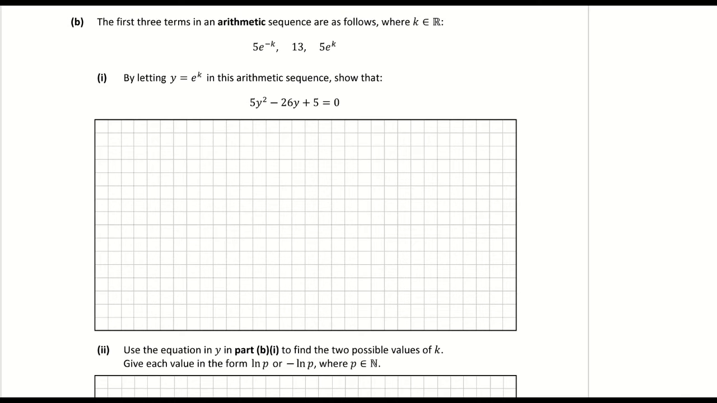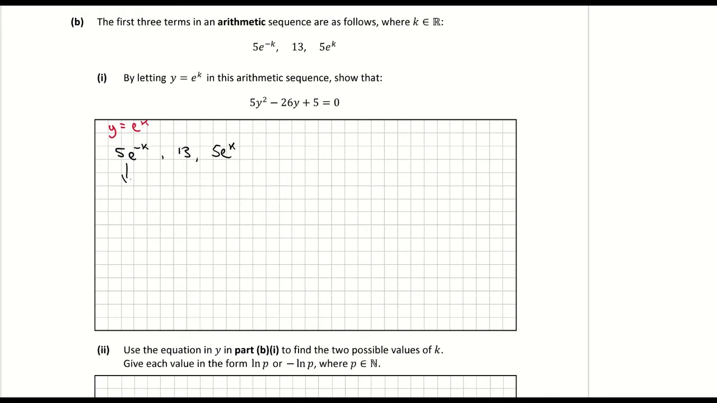B part 1. The first three terms of an arithmetic sequence are as follows. By letting y is equal to e to the power of k in this arithmetic sequence, show that the following. An arithmetic sequence, as we know, is one where it has the same constant difference between each term. So they're giving us a little hint here, and they're telling us to let y is equal to e to the power of k. Now, if we look at our sequence in the question here, they have it started as 5e to the power of minus k, followed by 13, followed by 5e to the k.